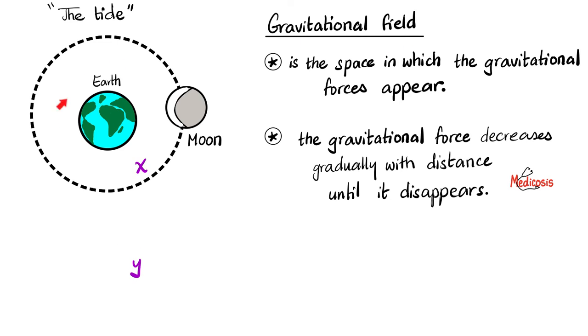So, the definition of the gravitational field is the space in which the gravitational force of the Earth takes place or appears or is evident. Of course, the farther away from the Earth you go, the lower the gravitational force of the Earth on you. And this gravitational force keeps getting lower and lower the further away from the Earth you go, until it disappears.